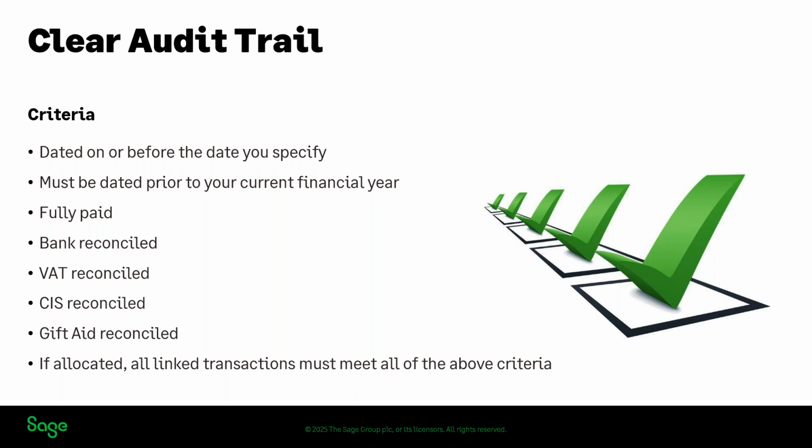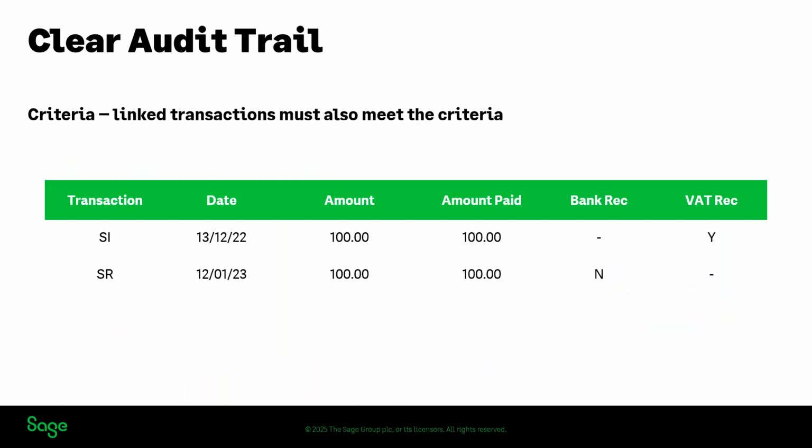Now, where transactions are allocated together, so let's say you've got an invoice and you've got a payment or receipt against it, then all the linked transactions must meet that criteria as well. I've got a quick example of what I mean by that, just to spell it out a little bit. Here we've got a sales invoice, dated December 2022, for £100. It doesn't need to be bank reconciled because the invoice itself isn't a bank transaction, but it's VATable, so it needs to be VAT reconciled. And as it happens in this example, it is.